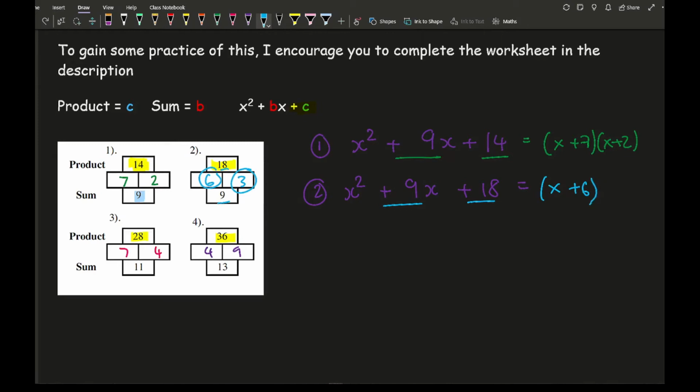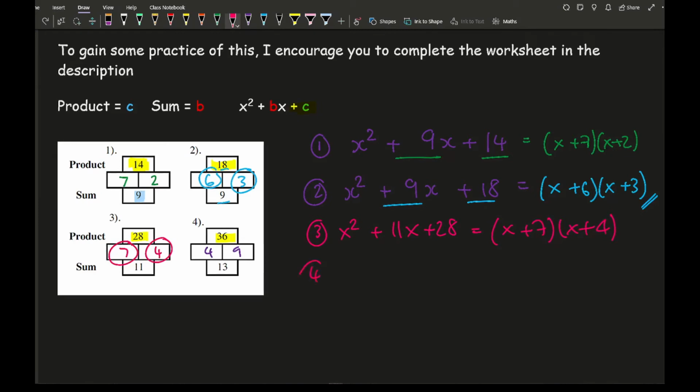So I've got x plus 6, x plus 3, and it doesn't matter what order you put those numbers in, that's going to be absolutely fine. So for number 3, I've got x squared plus 11x plus 28. And again, the two numbers that are going to go inside my bracket are going to be these two numbers. So I've got x plus 7, x plus 4.